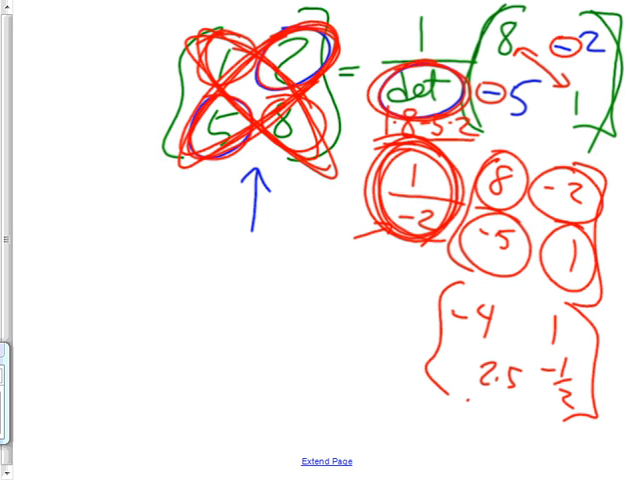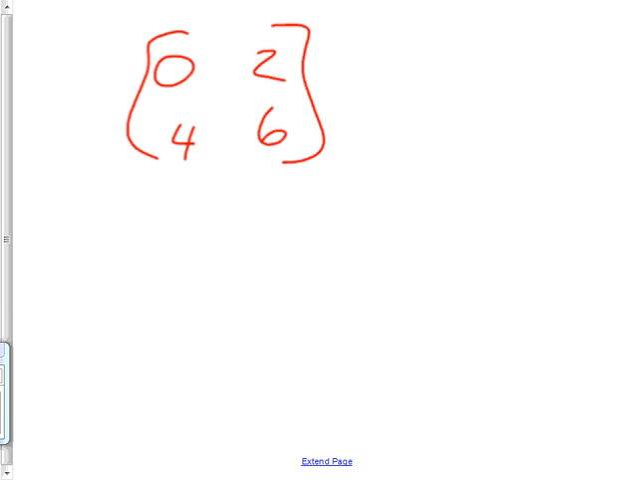Now, I kind of did that one for you to get that determinant. I'm going to have you try getting a determinant. Remember, it's 1 over the determinant. And then these numbers get switched, and these numbers go opposite of each other. See if you can pull it off. Here we go. 0, 2, 4, 6. I want to know what is its inverse without a calc. In a moment, I'll have you check it with the calculator.